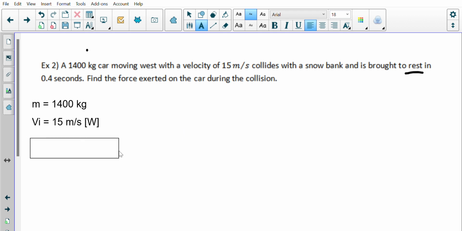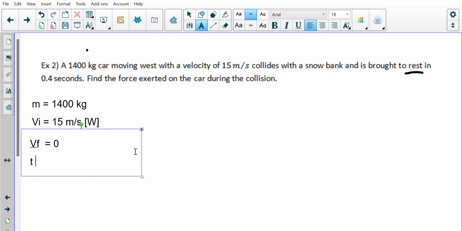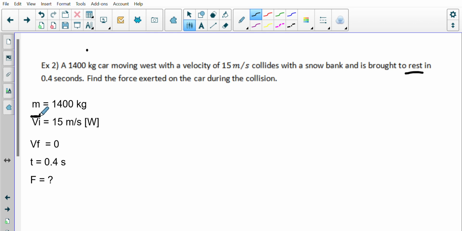Well, first of all, when you're brought to rest, that's telling me that the final velocity is in fact 0. And the time that that's happening in is very quickly, 0.4 seconds, which is again in our standard units. And what we want here is our force. Our velocity is a vector, so let's put a vector symbol in there.